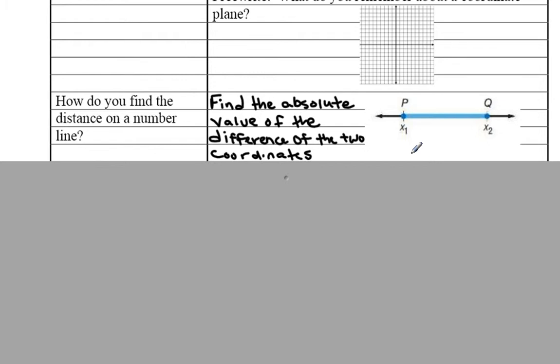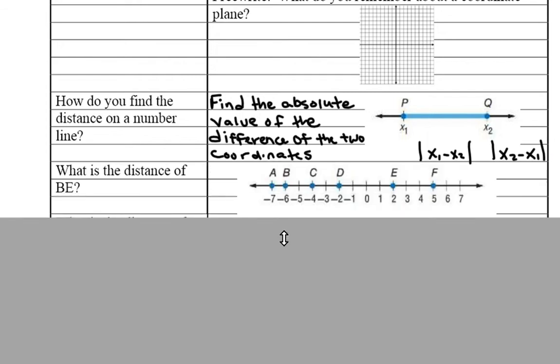So with this picture right here, our distance would be the absolute value of x1 minus x2. And since distance is a positive value, you could also do the absolute value of x2 minus x1, and you'll get the same solution each time.